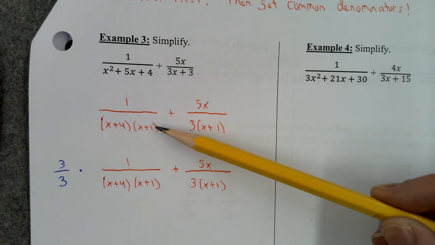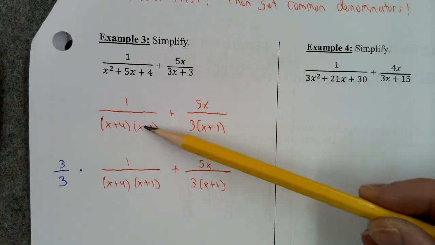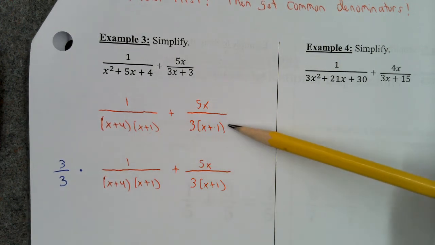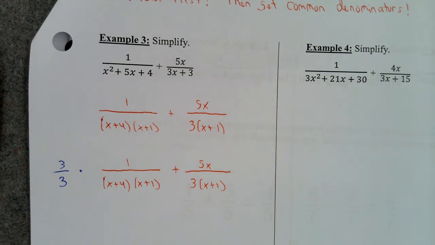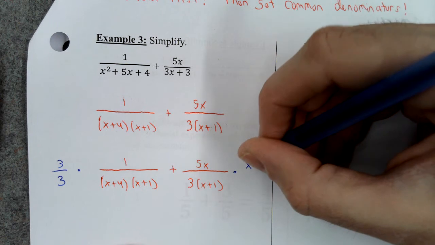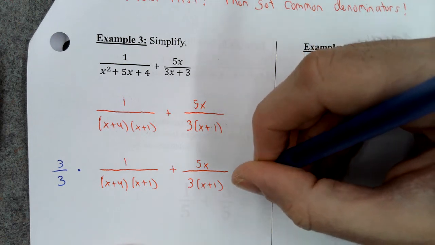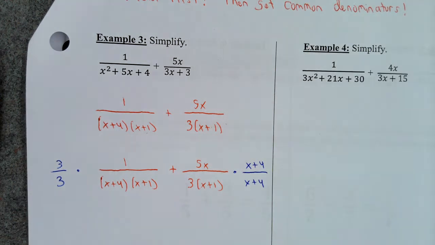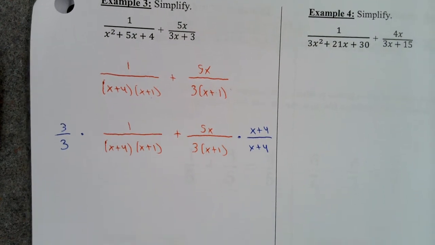This denominator has an x plus 4. This denominator does not have an x plus 4. So what I'm going to do is multiply by x plus 4 over x plus 4. And that's going to give me the following in the next step, okay?